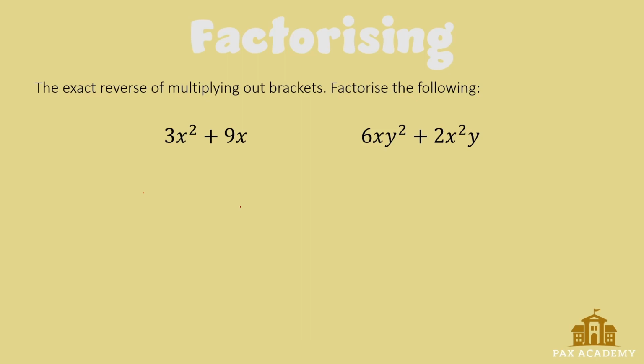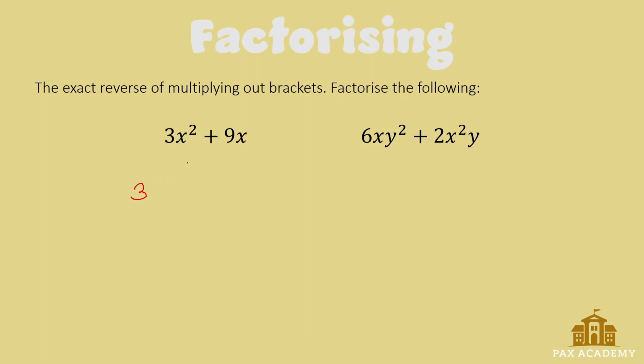Now let's get started. So factorize the following. The first expression is 3x squared plus 9x. Okay, so the first thing to do is to take out the highest common factor. So the highest common factor with the numbers that goes into all terms. So the first thing we do is we look at 3 and 9. So what's the highest common factor in this case? It's 3. Okay, so we write down 3.